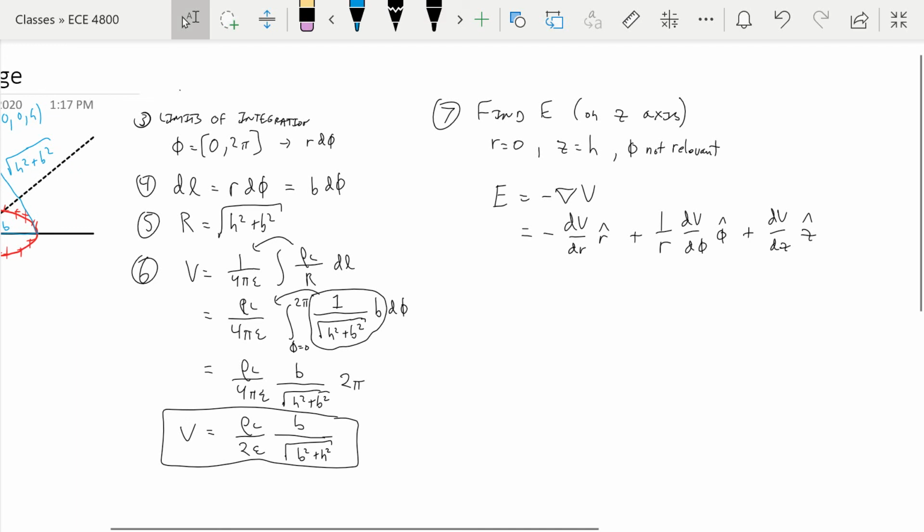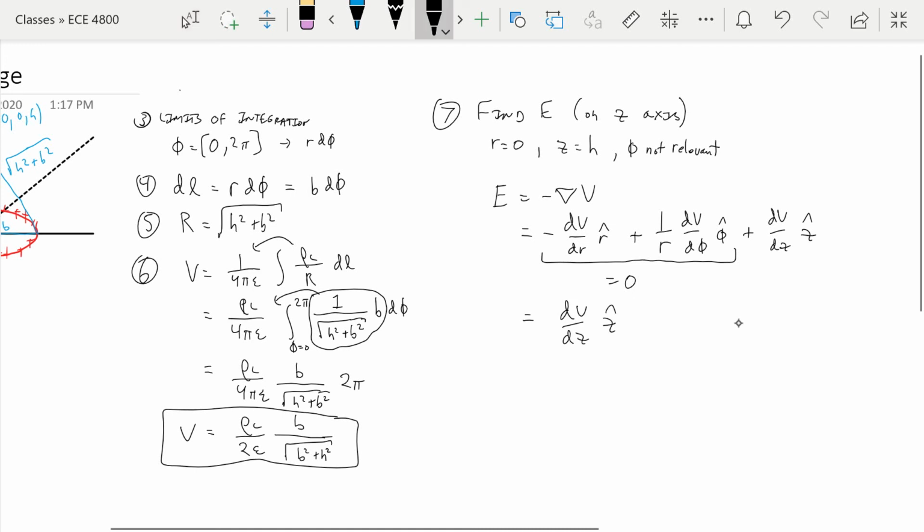Now I want to point out that these first two terms are just equal to 0. The reason is that r is equal to 0, and then dV/d phi is irrelevant, right? There's no change in voltage as we change phi, because phi is irrelevant at r equals 0. So this term goes away, and dV/dr also goes away because r is a constant, so dV/dr has to be 0. So we're only looking at this last term here. It makes our problem a little bit easier to do. So it's just equal to dV/dz times z hat.